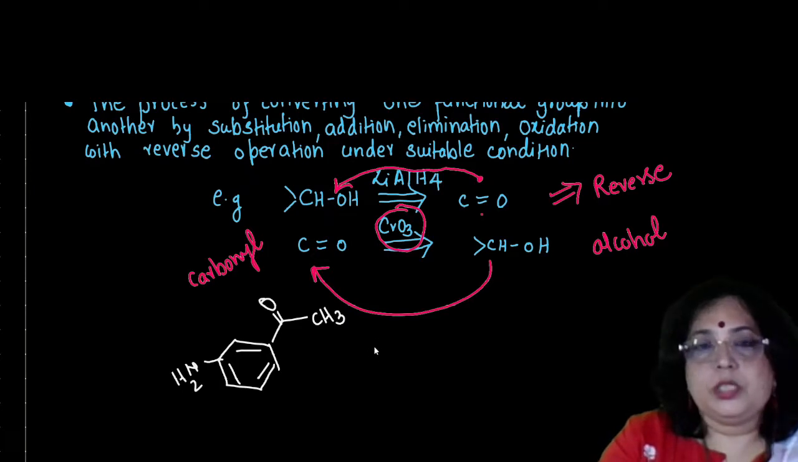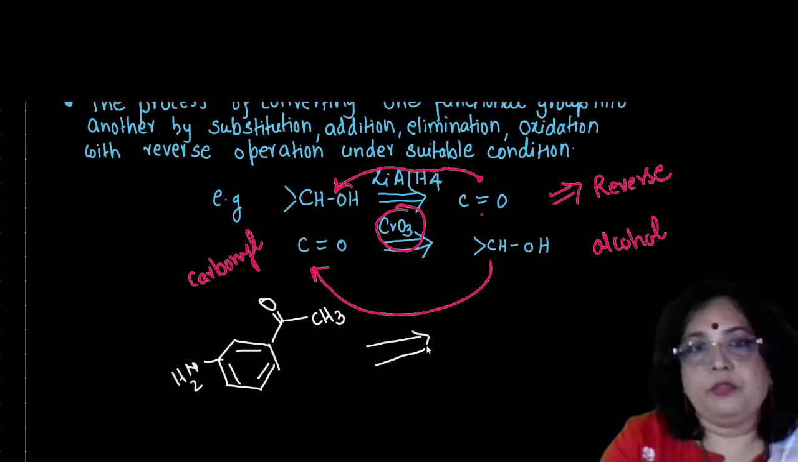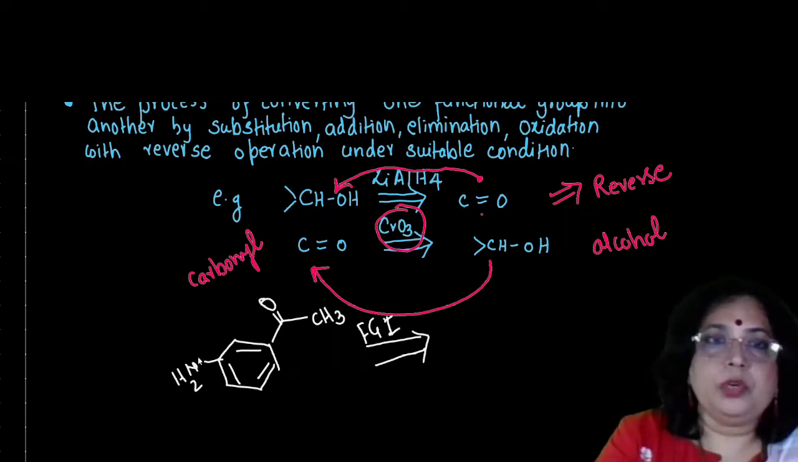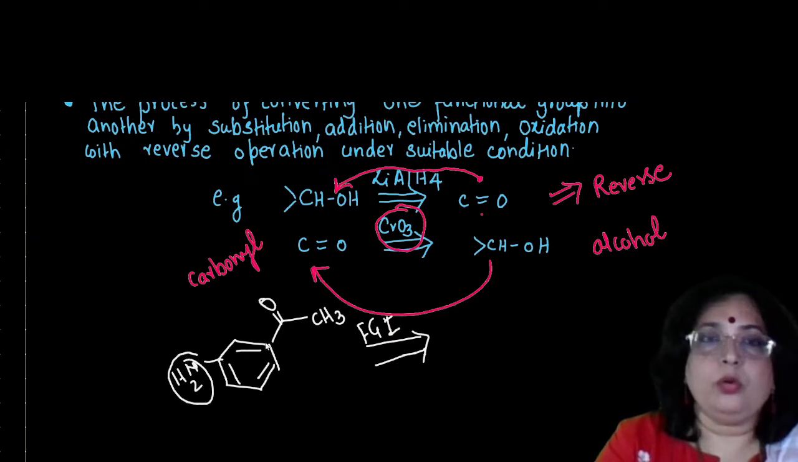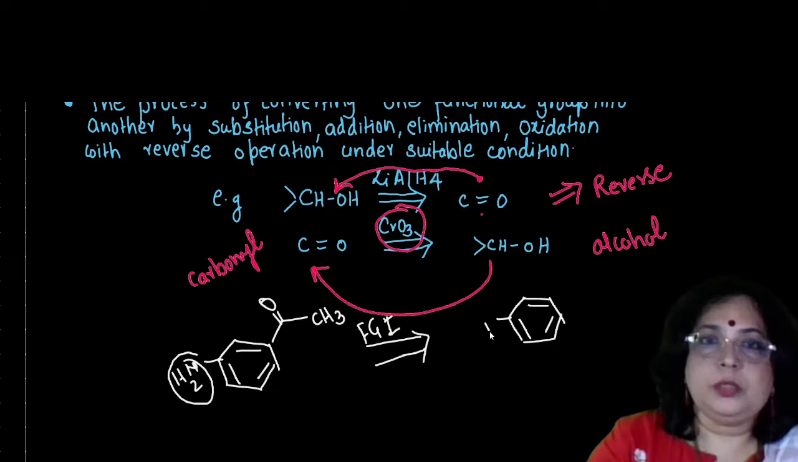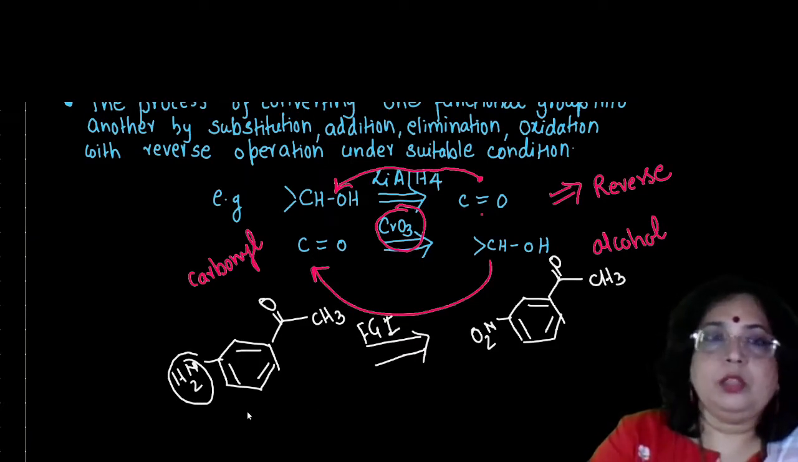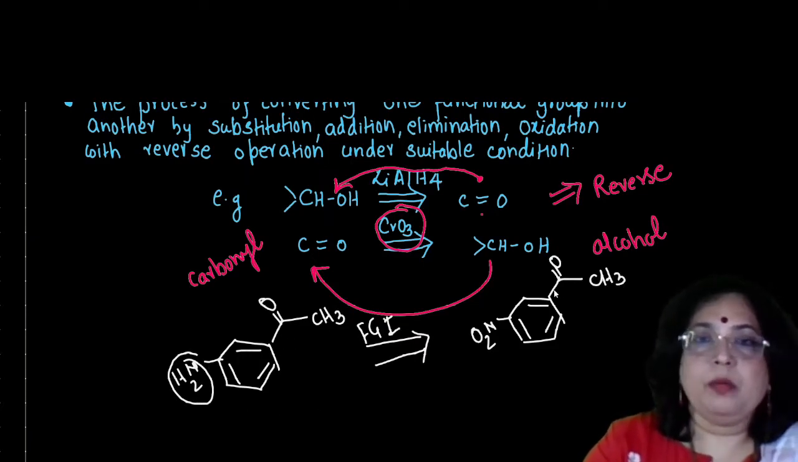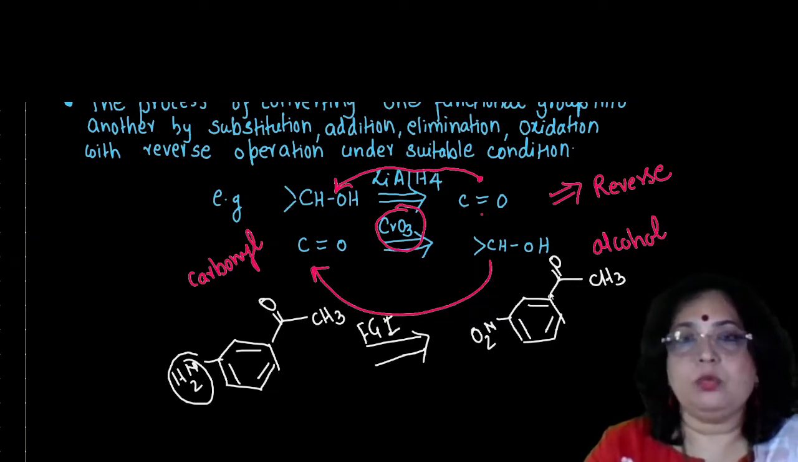So I want to convert this by putting FGI over here. Now I want to convert this NH2 into NO2. So here I am just writing down the conversion. So this part is okay. Now both these groups are at the meta position. Nitro is present at the meta position of the COCH3.